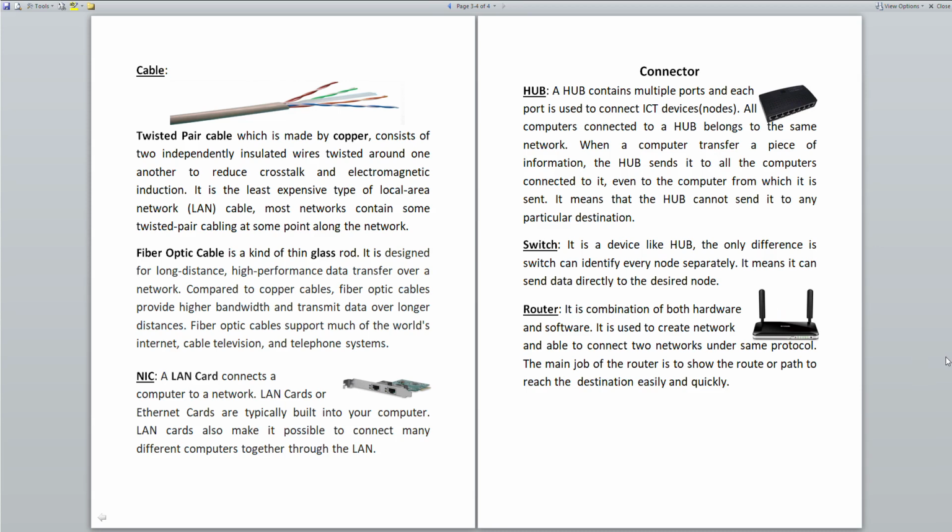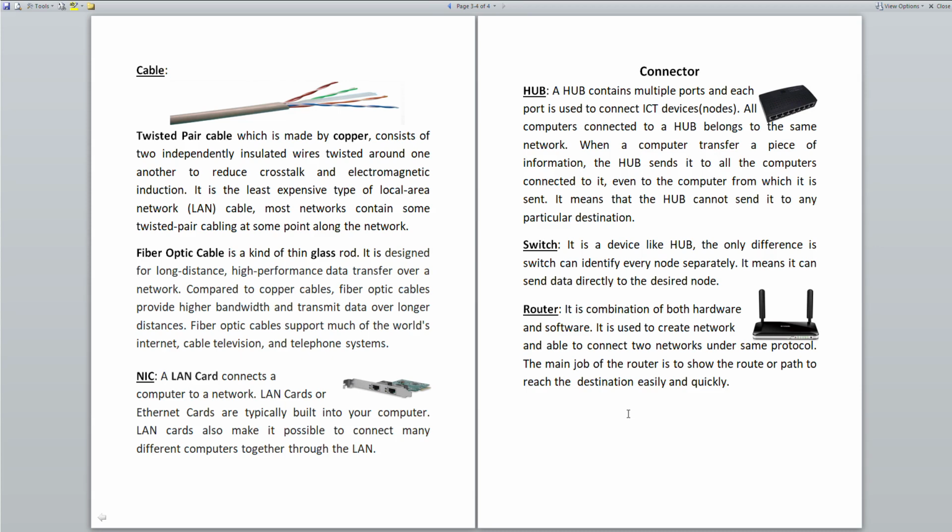Next one that we have is a router. It's a combination of both hardware and software. It's a frequently used term, but it is usually used to connect two networks under the same protocol. What does it mean? Let's say in your school there are 2 computer labs, and your teacher wants to connect both the computer labs together, to exchange or share data from one lab to another. Then in between they will have to put a router, and the labs will be connected.